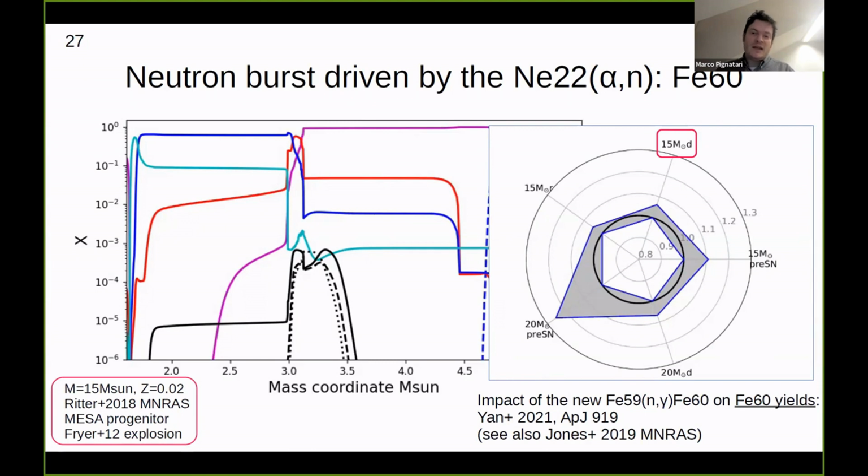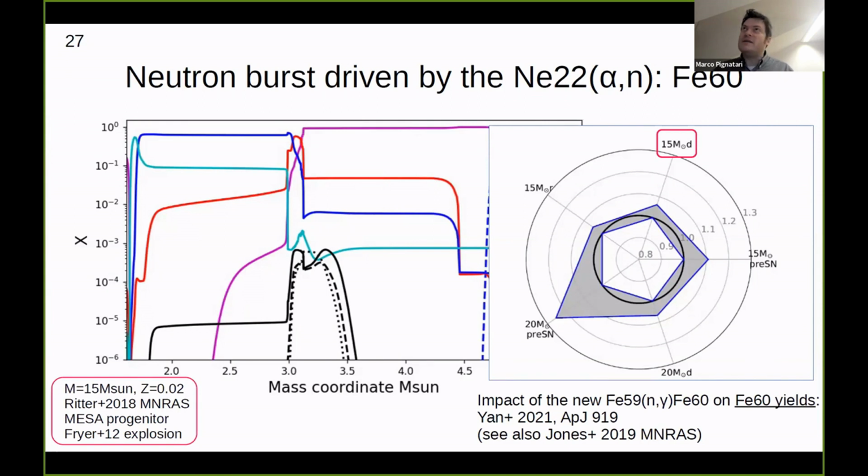And in this calculation we did, for example, here you can see the variation in the yields due to the uncertainty of the iron-59 n,gamma. So here's the variation in the iron-60 yields for three explosive models and the two core-collapse supernova progenitors, looking before the explosion. And with this cross-section, the typical impact of the iron-59 n,gamma uncertainty goes down to 10 to 20%.